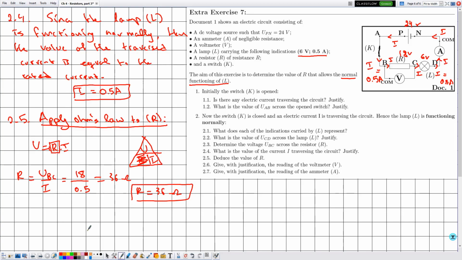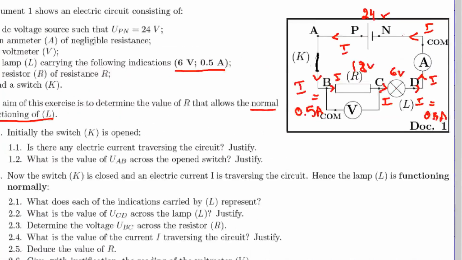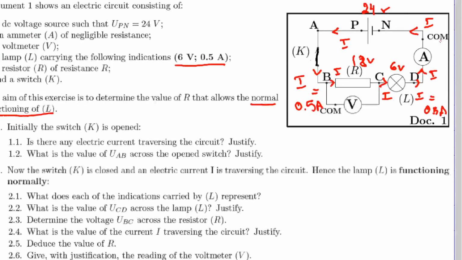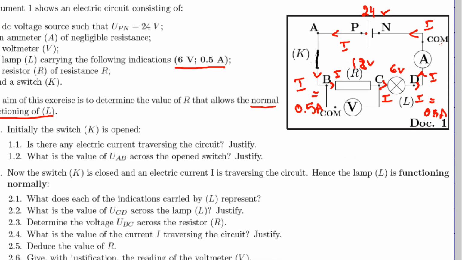Okay. Now in 2.6, they are telling me to give with the justification the reading of the voltmeter. So the voltmeter is connected in parallel across R, so it's measuring 18 volts, but depending on the COM terminal, it will either measure plus 18 volts or minus 18 volts. In order to determine whether it measures a positive or negative reading, if this is the positive pole, then this is positive and this is negative. So notice that the COM terminal is connected to the positive pole.